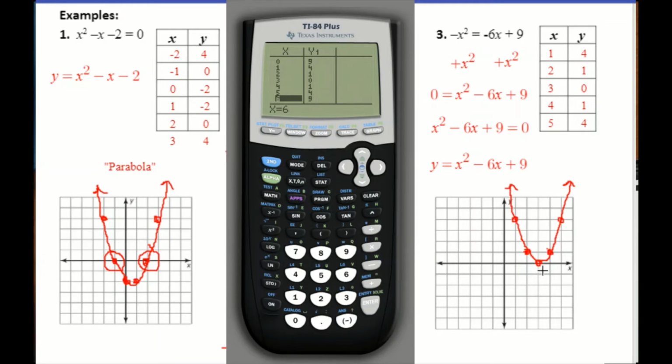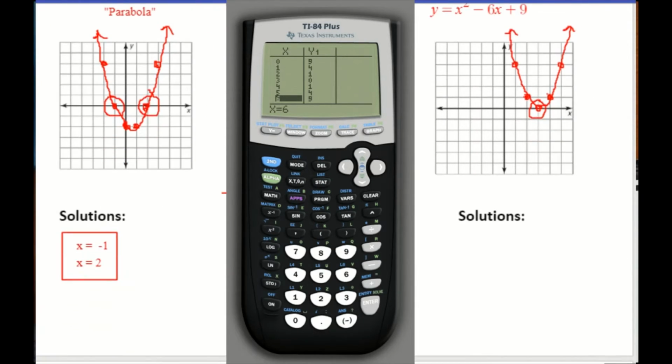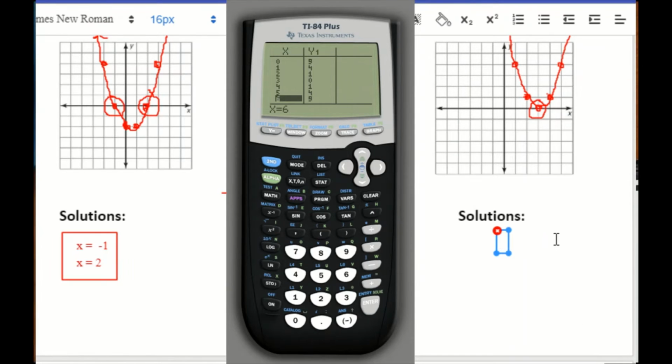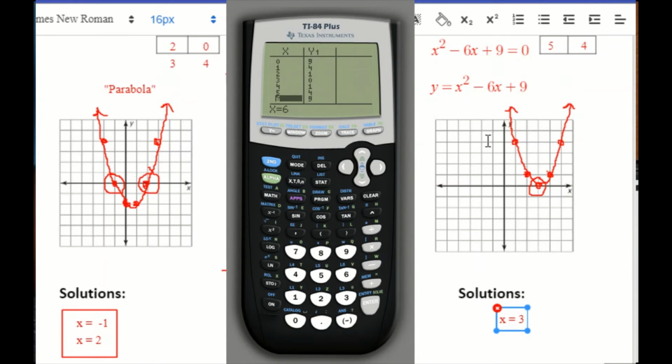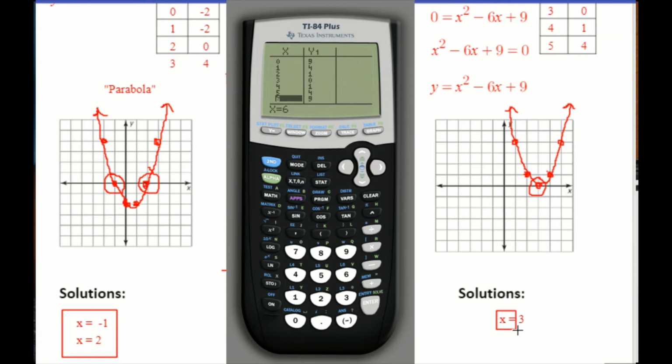But anyway, this parabola only hits the x-axis at one spot. So the solution here is just going to be 3. There's only one of them. And that's okay. It's okay to just have one solution. That's going to happen sometimes. In fact, sometimes there will be 0 solutions. But if you think about how this shape looks, it would be impossible to have more than 2 solutions. So you're either going to have 0 solutions, 1 solution, or 2 solutions. That's it. And I'll go into a little bit more detail on that in just a bit.